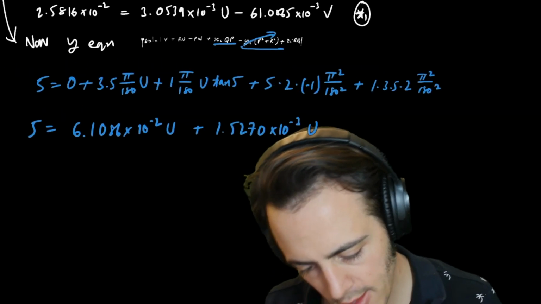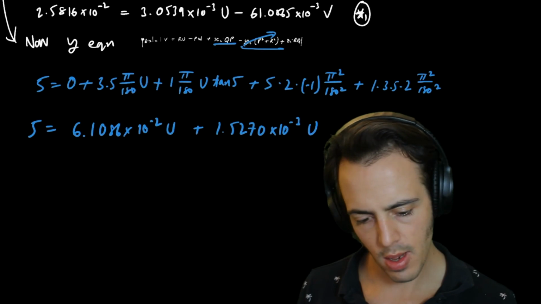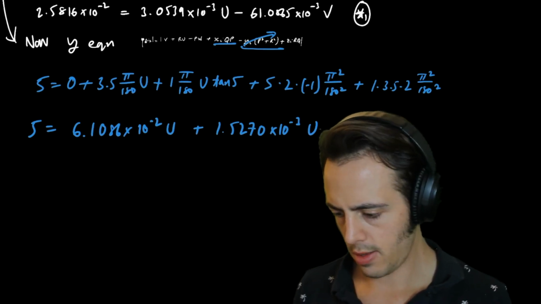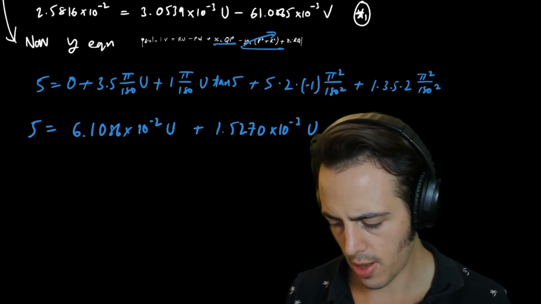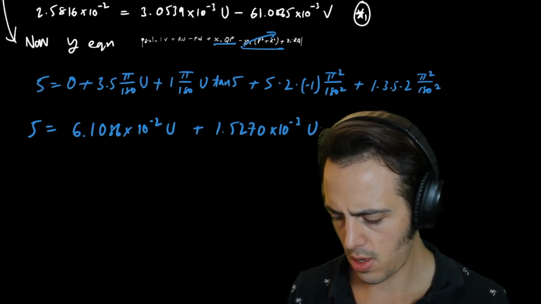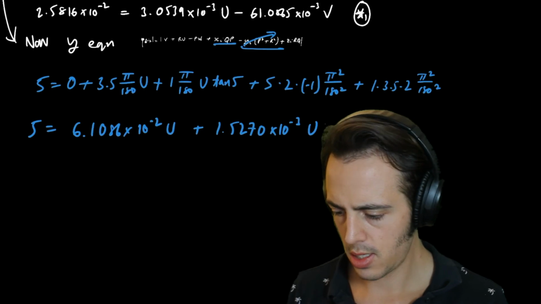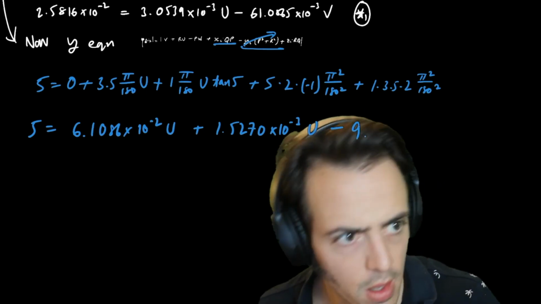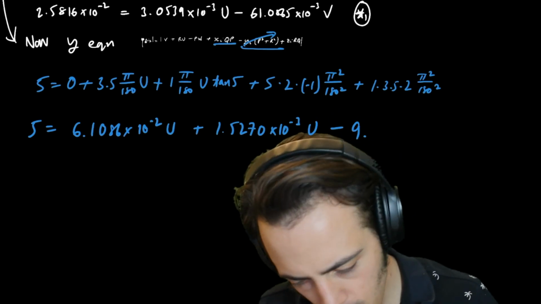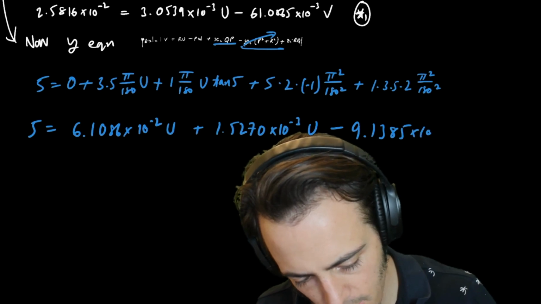And then these last things are just numbers, so I'll just collect these all in one. Just add all these terms up: 5 times 2 times minus 1, plus 1 times 3.5 times 2 multiplied by pi squared, divided by 180 squared, gives me minus 9.1385 times 10 to the minus 4.